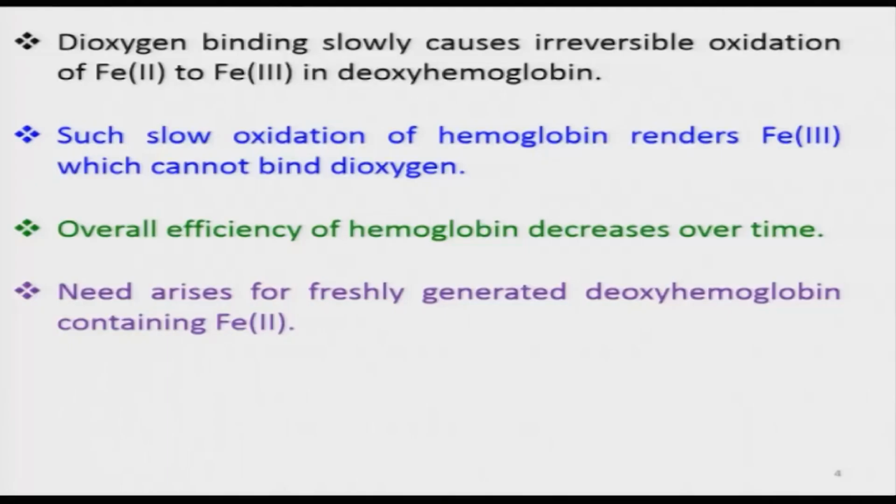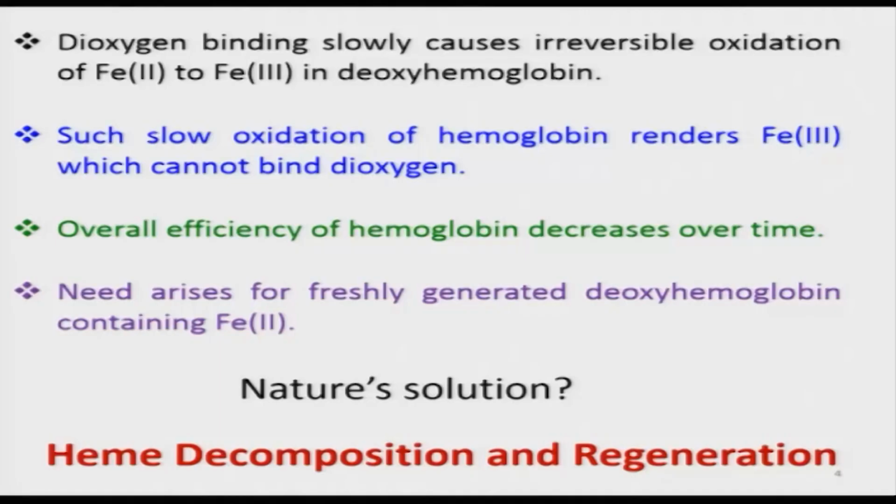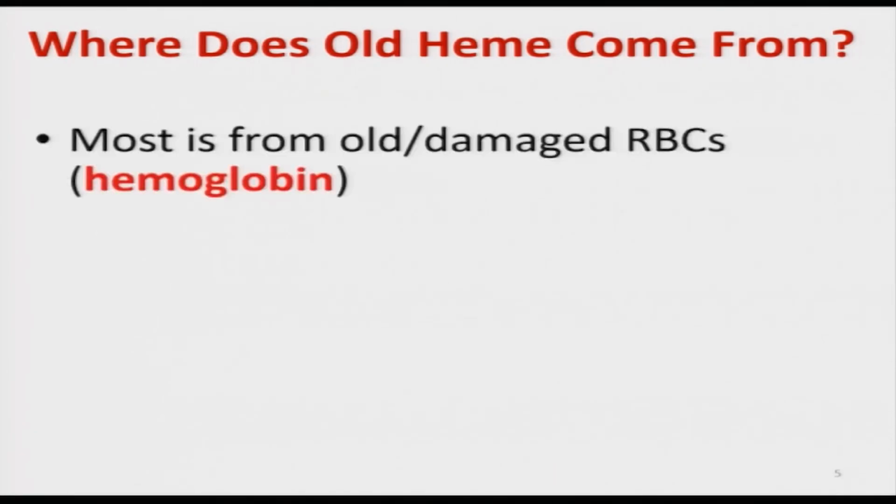So, there is a need for freshly generated hemoglobin containing iron 2, and what is nature's solution for it? You will be surprised to see that the solution is heme decomposition and regeneration of the heme. Now, the question is, where does the old heme come from? Mostly it is from red blood cell hemoglobin.